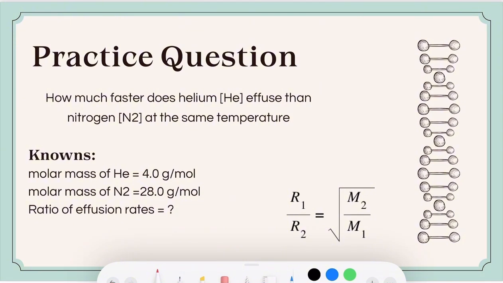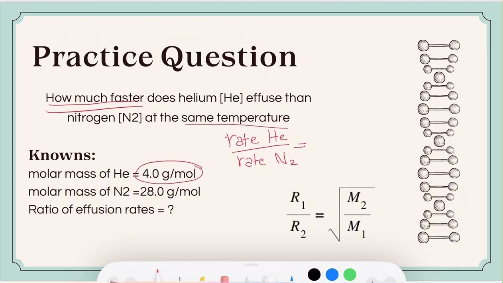This is a question just to test your understanding. It says how much faster, so they want the rates. So rates of helium over rates of nitrogen is equal to, they want how much faster, they want the rates at the same temperature. They give us the molar mass of helium, the molar mass of nitrogen, so square root. We don't put the helium first, we put the nitrogen first because it's the inverse. So we put 28 over 4. Now when you plug this into the calculator, it's going to turn out to be the square root of 7, or approximately 2.64.